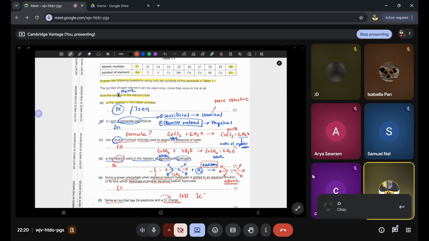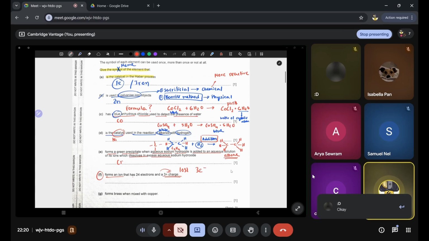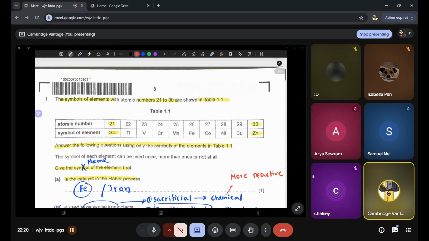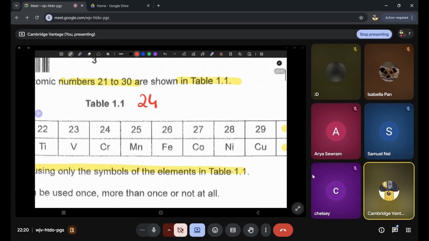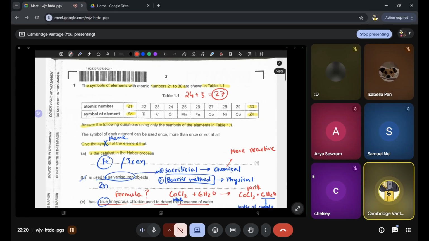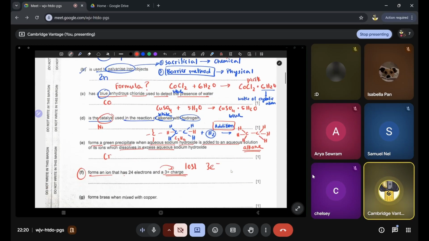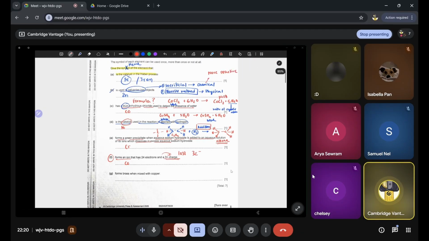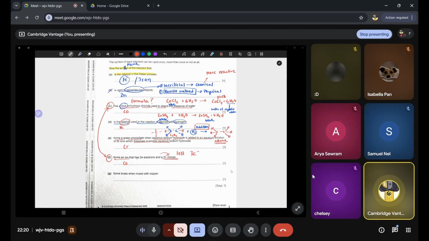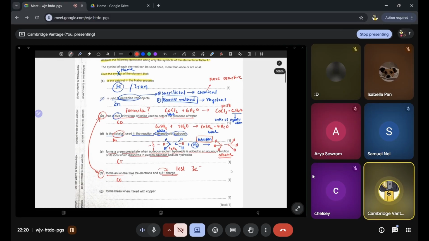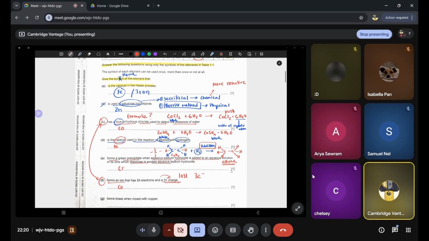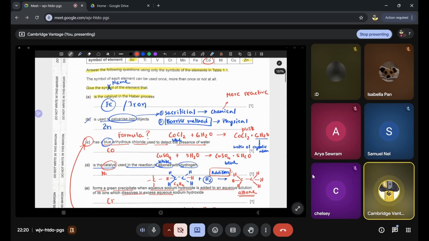Okay. So we were talking about question F, forms an ion that has 24 electrons, and we already know it lost 3 electrons. So 24, if it lost 3, that means the atom had 3 more. The atom had 27. So 27 is for cobalt. So we can see that some answers are being repeated over here. C and F are the same. Now, students, do not get worried about getting the same answer multiple times. It's completely fine. And they themselves mentioned that each element can be used once, more than once, or not at all.